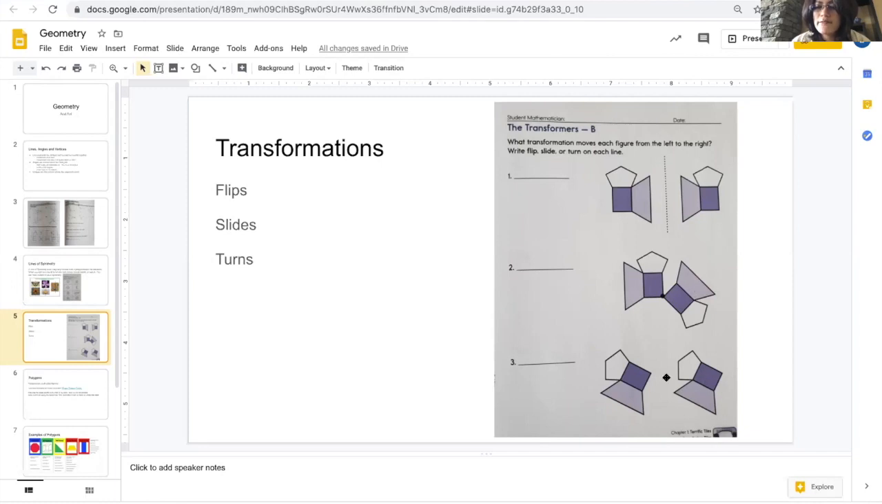The last one, figure 3, has actually done what is called a slide. So you take the exact orientation and then you pretty much slide it over to the left. Or if you started here, you're sliding it over to the right. But everything about it is exactly the same. So we have a flip, a turn, and a slide.